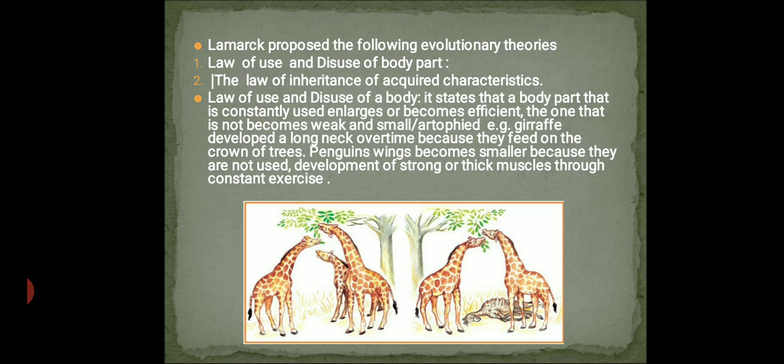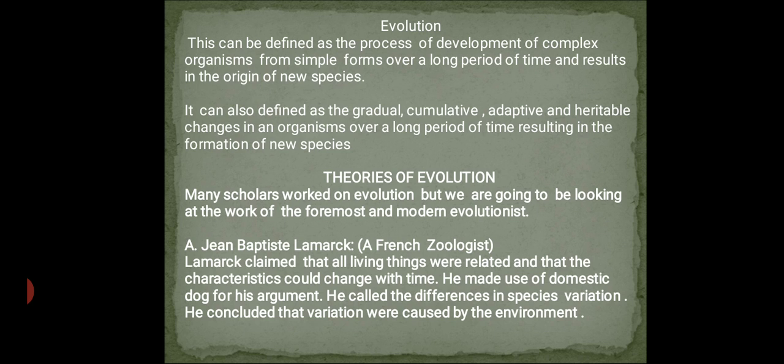Our topic is evolution. I explained the meaning of evolution to you. I said evolution is a branch of biology that has to do with what? The history of life. Evolution can be simply defined as a process of development of complex organisms from simple form over a long period of time, which results in the formation of a new species.